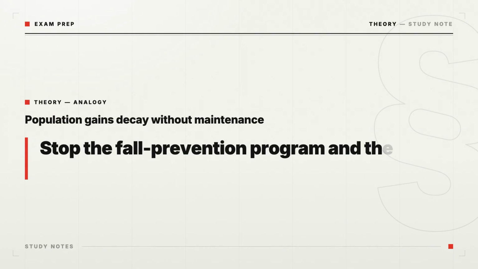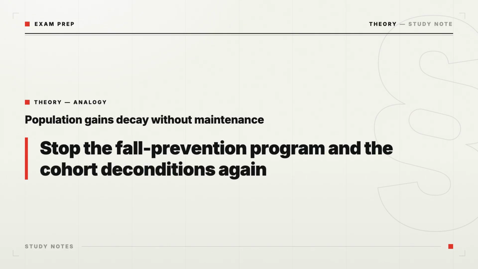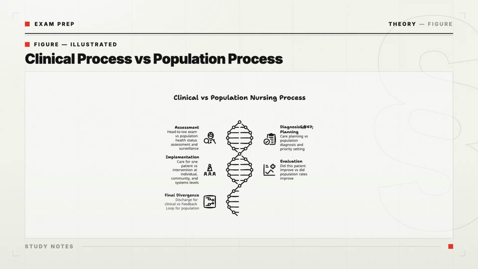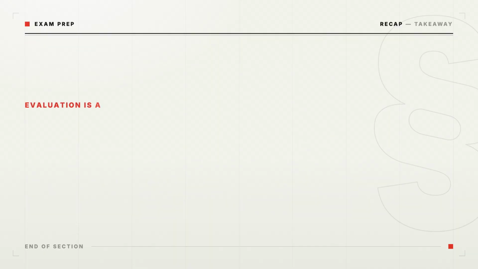A fall prevention program that lowered hip fractures worked for a specific cohort under specific conditions. Stop the exercise programming, the medication reviews, or the home modification funding, and the gain quietly reverses. The result was real but never permanent. The two processes rhyme without matching. Assessment, diagnosis, implementation, and evaluation each have a population scale counterpart, but the final step diverges, a discharge on one side, feeding results back into the cycle on the other.